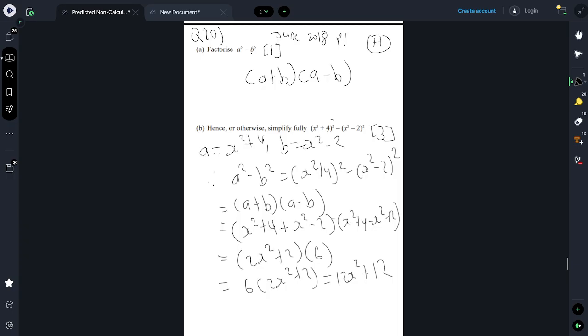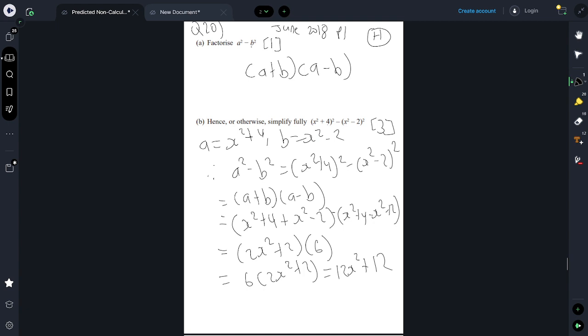If you vaguely recognise something like this from somewhere else, just use a substitution like this to make it clear. Don't be afraid to use algebra and substitute things in. Then you make it abundantly clear what you're doing. Okay, that's the sort of method to go through here.